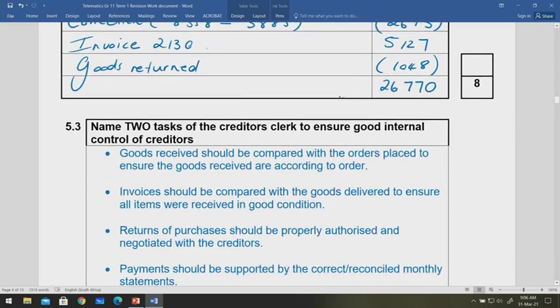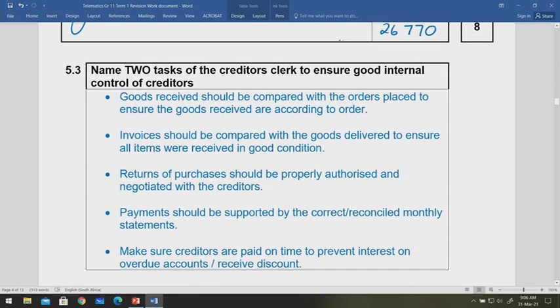If you look at tasks of the creditors clerk, now remember, the creditors clerk will be the person that is responsible for ordering goods. That can be the person receiving the goods, but that can also be the person that is responsible for making sure that the creditors are paid on time. So those are all tasks for the creditors clerk. So how can his tasks improve the internal control to make sure that there is proper control over our creditors?